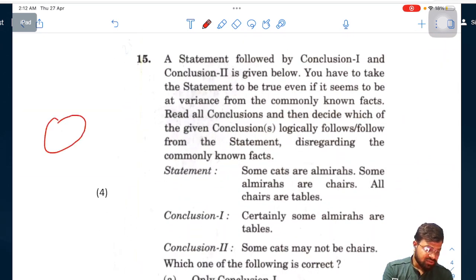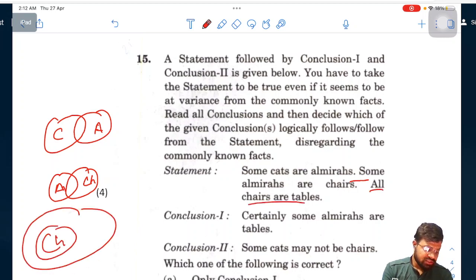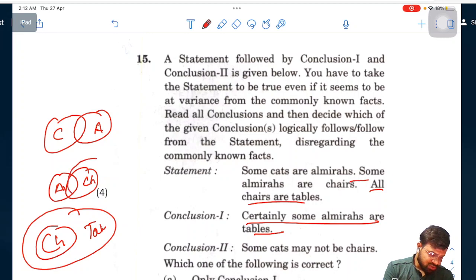Some cats are almirahs. So these are cats, these are almirahs. Some almirahs are chairs. So these are almirahs, these are chairs. All chairs are tables. So these are chairs and these are tables. So this is certainly some almirahs are tables. When you merge these two diagrams, this will be something like table. So obviously some almirahs are tables. This is the intersection.